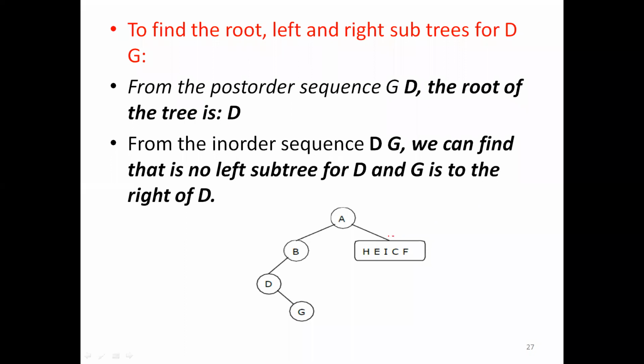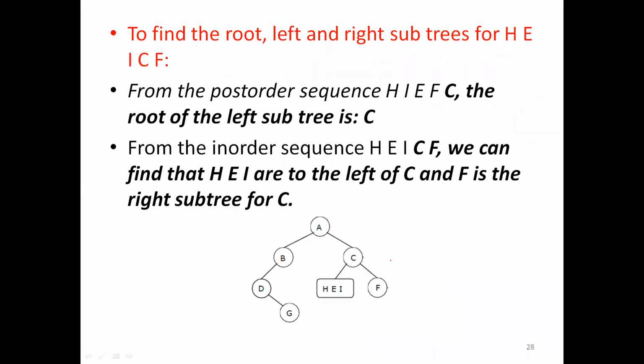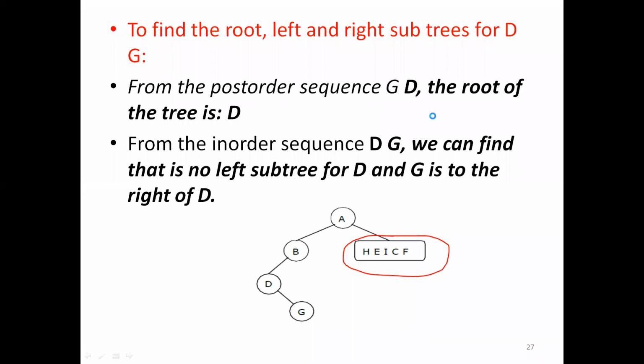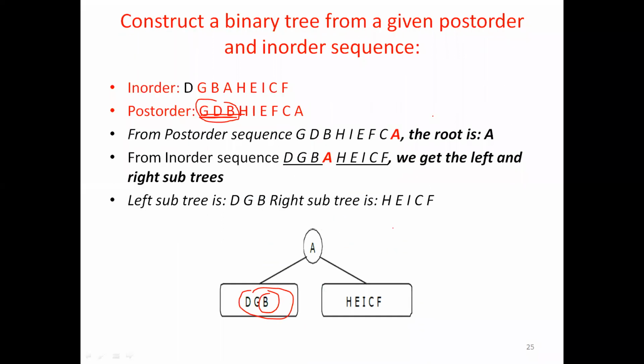So we have left this part, the right subtree. The right subtree is what? This is the traversal, HEICF. From this we have to build the right subtree. From the post order sequence, I can find what. Let me go to the question part. See here, it is what?